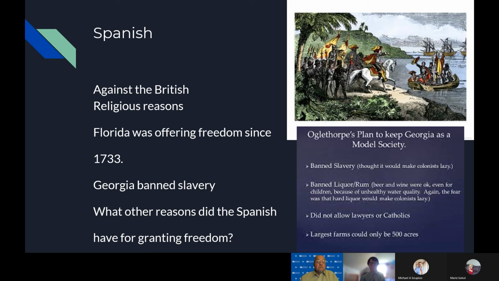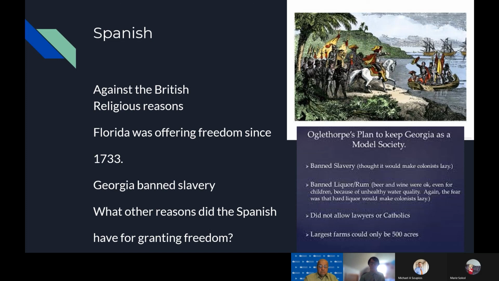So yeah, just to get into this, the Spanish were against the British for religious reasons. The Spanish had different religious views than the British. They also were against them for just power and political reasons. So one thing that they did was they offered freedom in the land of Florida.